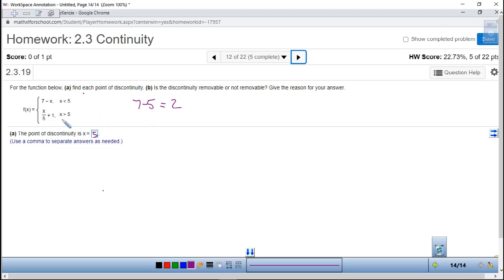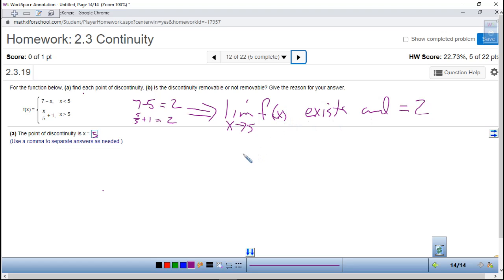Now, from the upper side, I put 5 in, I'm going to get 5 over 5 plus 1, which is going to give me 1 plus 1, which is also 2. So 5 over 5 plus 1 gives me 2 also. So that means from the right side, as I get closer and closer to an x value of 5, my function is going to approach a value of 2. So now, if both sides approach 2, remember this means the limit as x approaches 5 of f of x exists and equals 2.